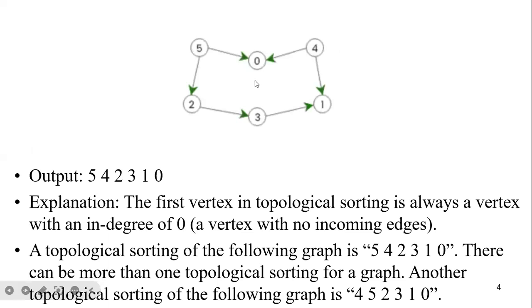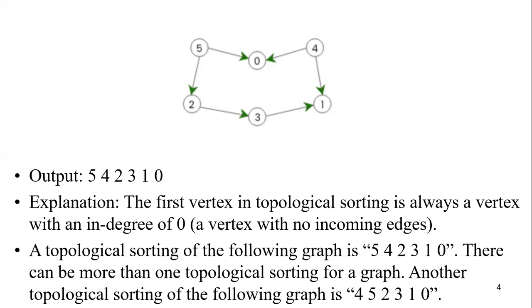So consider this particular graph. The sorting always starts from the vertex where the in degree is 0. Here you can see that we have two such vertices, 5 and 4, which have in degree 0. So we can either start the sorting from vertex 5 or from vertex 4. Usually there can be more than one sorting in a graph, so it can be one or more than one depending upon the graph.